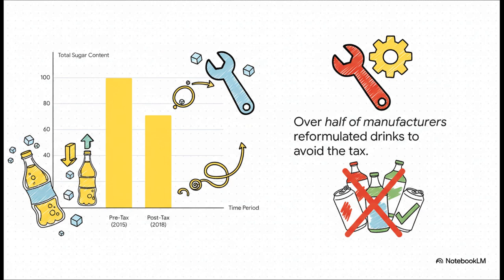And this right here shows one of the most powerful effects, something that went beyond just consumer choice. A massive part of the success came from the producers themselves changing their products. To avoid paying the tax, over half of the manufacturers reformulated their drinks. They just took the sugar out. The data shows a nearly 29% drop in the average sugar content of the drinks on the shelf. The incentive worked, big time.